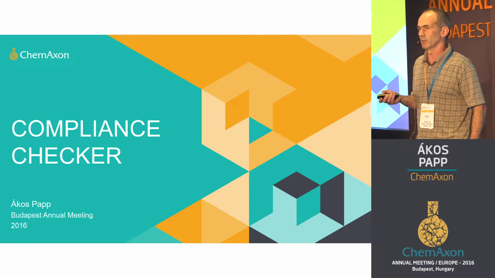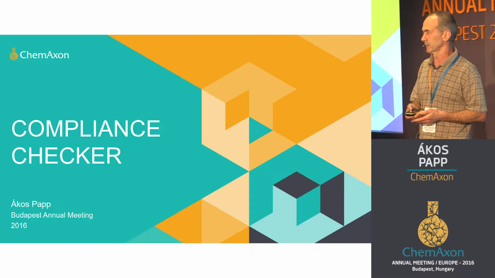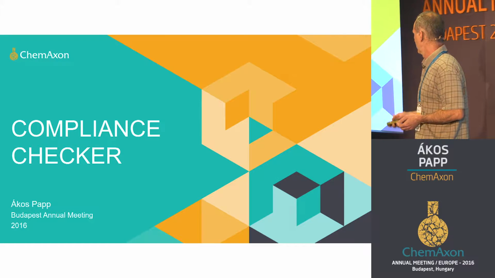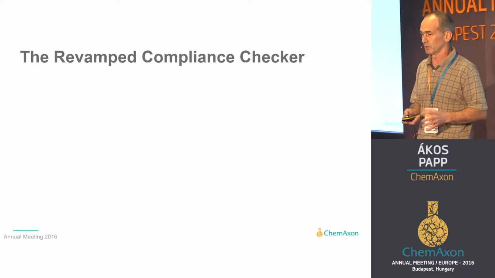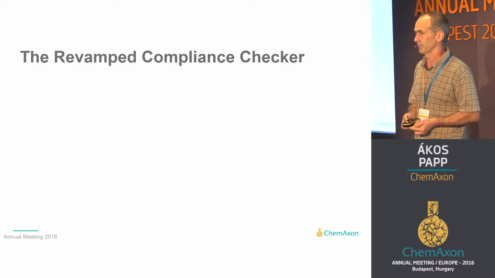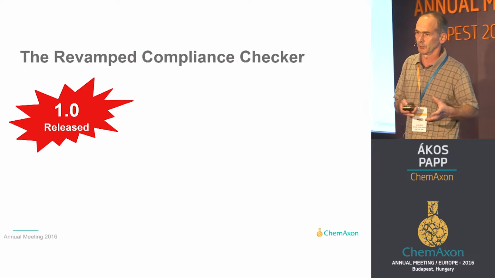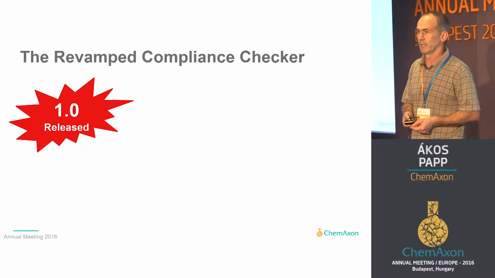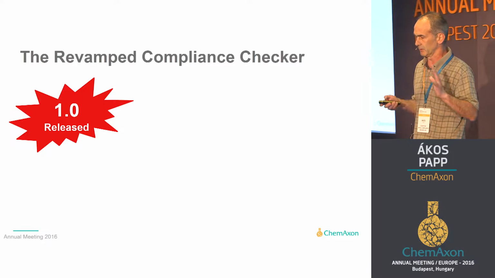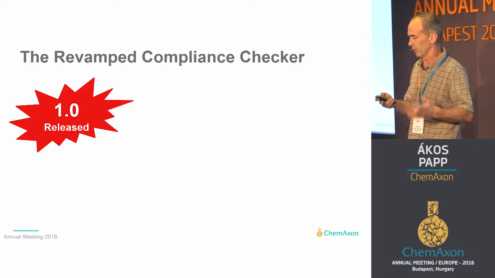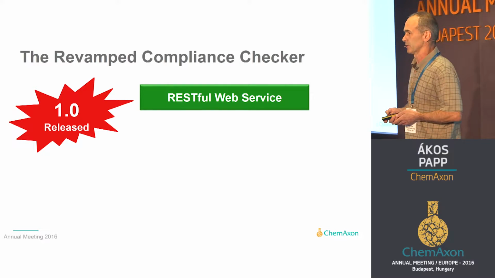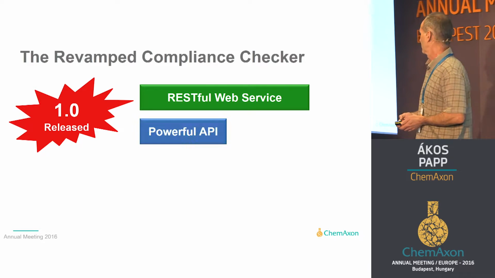Today I talk about the new version we released. We decided to change the technology behind Compliance Checker, and we released 1.0 of this new version in the middle of April. And we use different new technologies like MongoDB and RESTful web service. We changed the original SOAP web service.